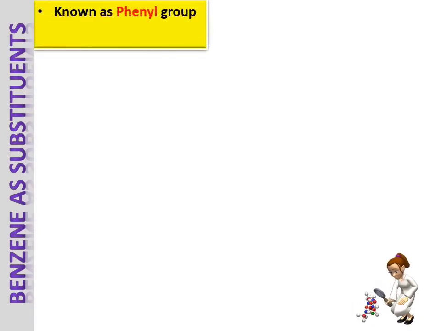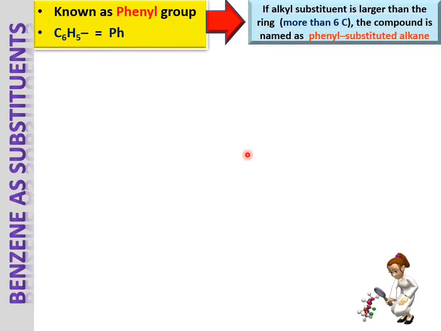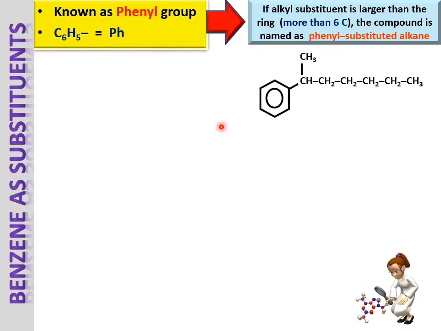Okay guys, how about if benzene as substituent? Boleh ke benzene ni jadi sebagai substituent? Boleh guys. Nama dia adalah phenyl. If benzene as substituent, the name should be phenyl. When benzene can become a substituent? Like this. If the alkyl substituent is larger than ring or more than 6 carbon, the compound is named as phenyl.